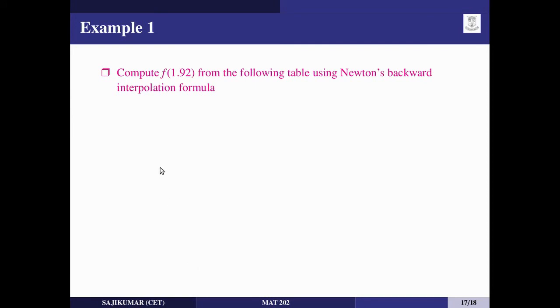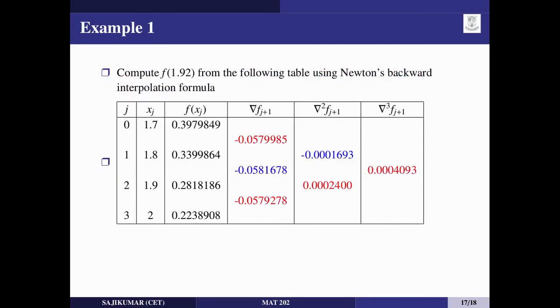Example: find f of 1.92 from the following table using Newton's backward difference interpolation formula. So here we have 4 data points which are evaluated at 1.7, 1.8, 1.9 and 2. They are equally spaced with the spacing h equal to 0.1 and some function values are given. Using these function values we construct a diagonal difference table.